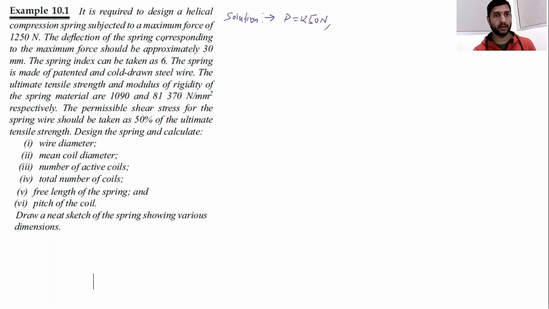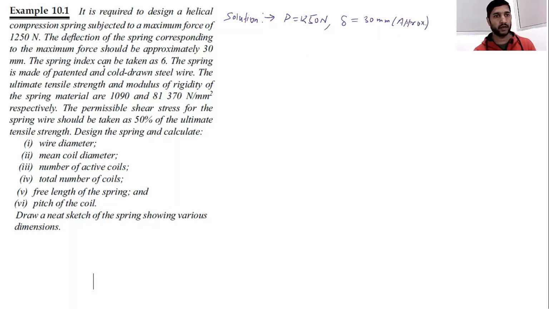The deflection of the spring corresponding to the maximum force should be approximately 30 mm. It means the deflection is also given to us. That is, when we are applying a maximum force of 1250 Newton, the corresponding maximum deflection is approximately 30 mm. So this is the deflection which is given to us, but it is not exact deflection. This is approximate deflection.